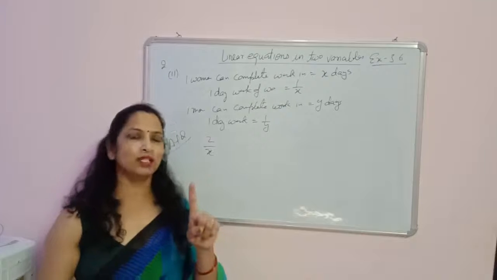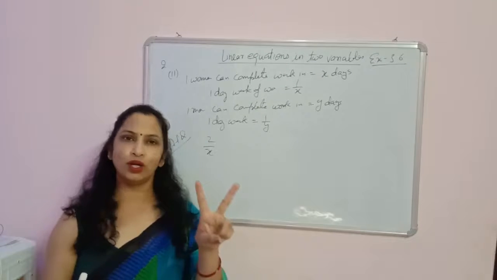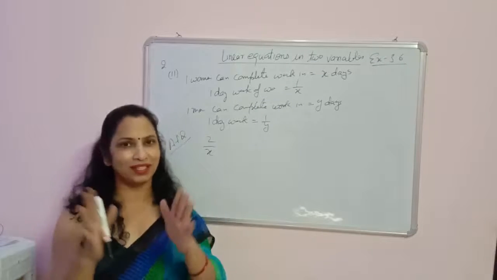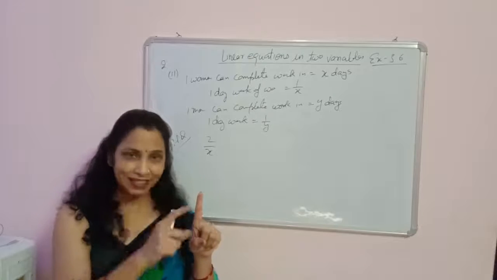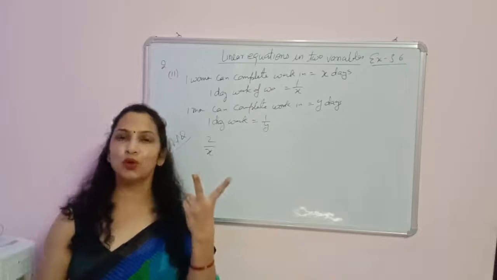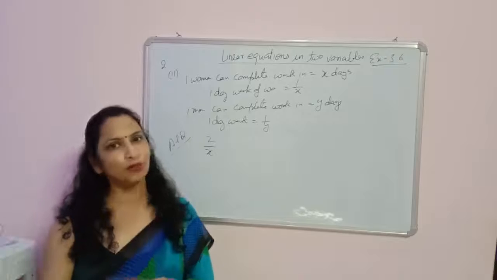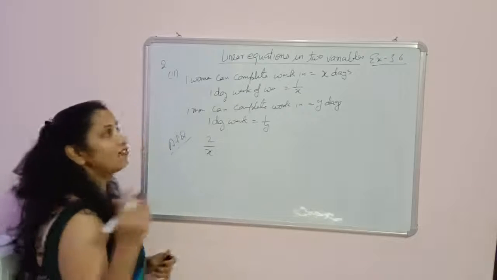अगर एक औरत काम को 1 upon x डेज में करे तो 2 औरतें एक दिन में कितना करेंगी? अगर एक औरत एक दिन में 1 upon x वर्क करती है तो 2 औरत एक दिन में कितना वर्क करेंगी? 2 upon x. सिंपल.